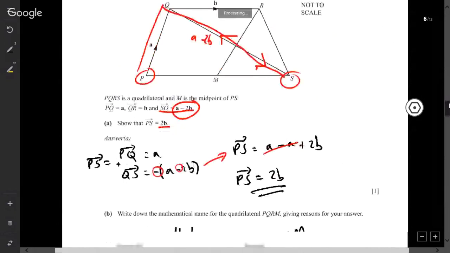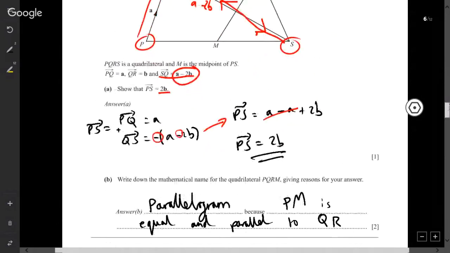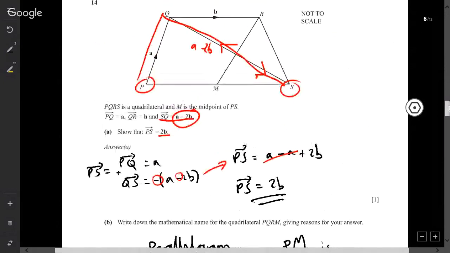Question number B, write down the mathematical name for the quadrilateral PQRM. PQRM, well, hopefully you should know this. It's a parallelogram. PM is equal and parallel to QR. So if we just go back up a little bit, we can see PM is equal to QR. There we go.